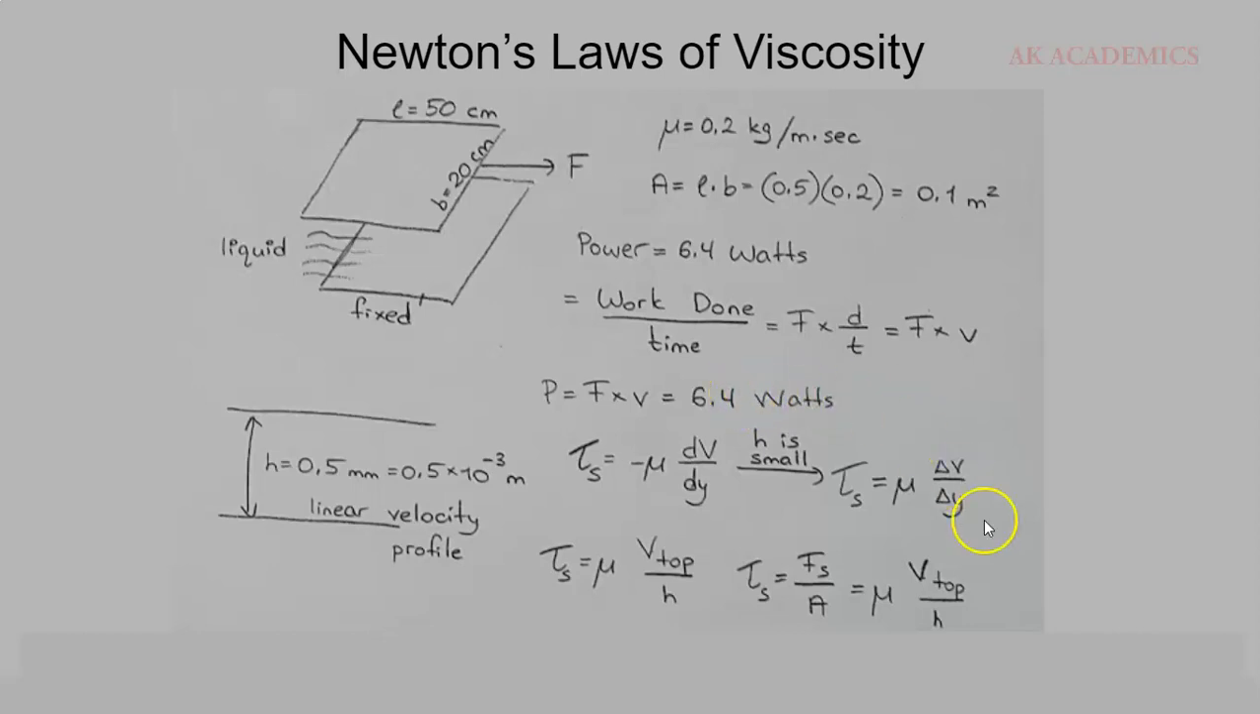So you can just solve these two equations simultaneously, and then you find the value of your V. The V we're looking for, this V top, is the same thing as this V. This shear force Fs is the same thing as this force we have here. So you can solve these two equations simultaneously, and then you find the value of your shear force, and then the value of your V, the velocity at the top.